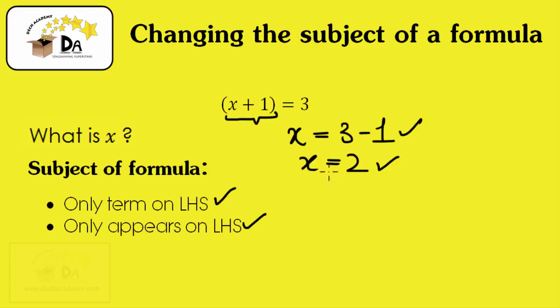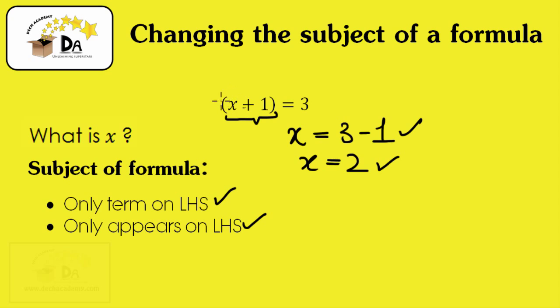In this equation, x is the subject of the equation. So I'm using equation and formula interchangeably. In this equation, x isn't the subject. Why? Because there are two terms on the left-hand side. And for x to be the subject, it has to be the only term on the left-hand side.